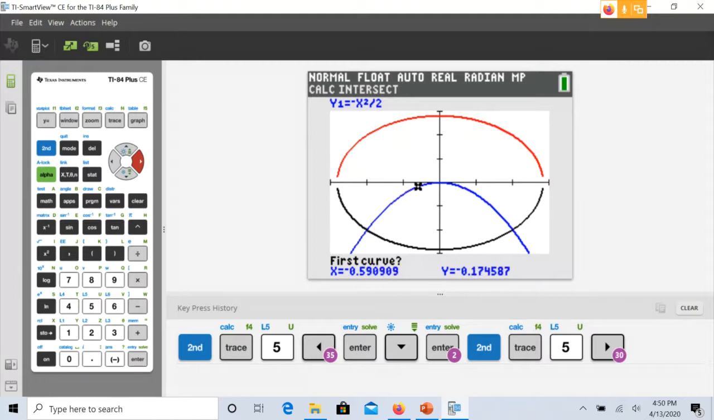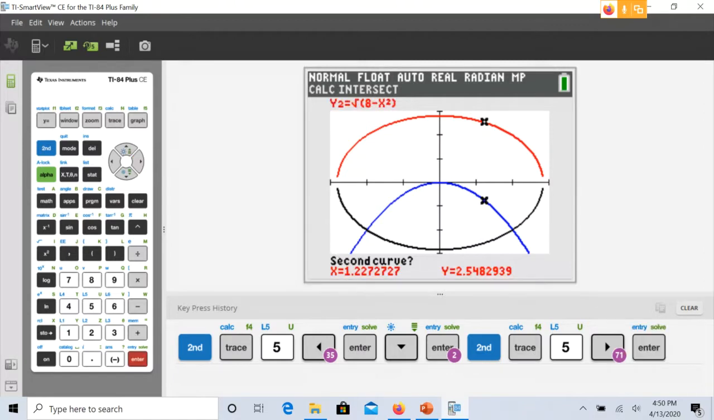Notice that my calculator says first curve, and it's on my parabola. You can see the equation up there at the top. I don't necessarily have to be really close to that intersection point, just somewhere near it, and I can hit enter. My question changes to second curve. You see my cursor up there on the top portion of my circle on the red line, and it also has that red equation up there for y2.